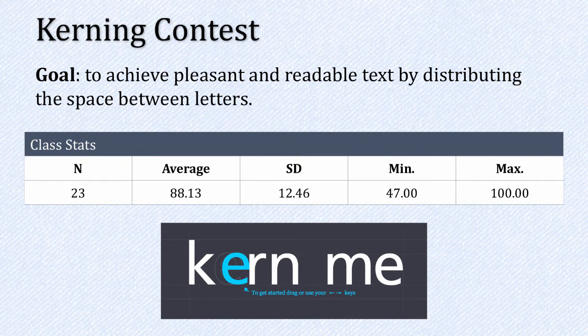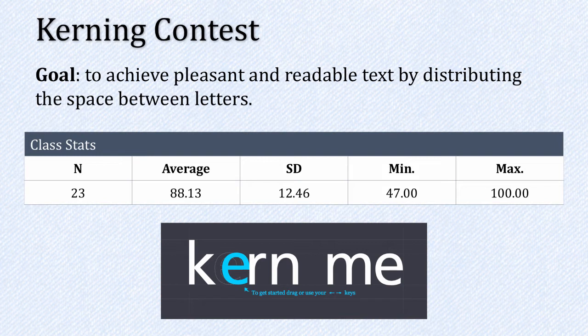As you all recall, our first contest was the kerning contest. The goal of this kerning game is to achieve a pleasant and readable text by distributing the space between the letters. 23 students participated or submitted their score, and as you recall, scores are from 0 to 100. The class average across all 23 students was 88.13 with a standard deviation of about 12.5. The minimum score submitted was 47 and the maximum score was an even 100.